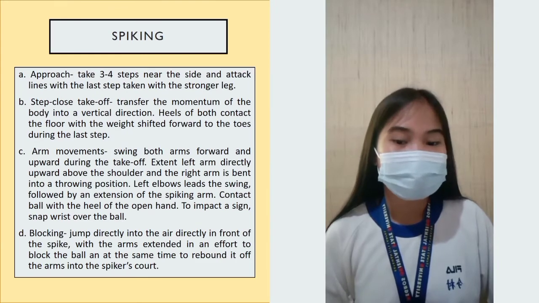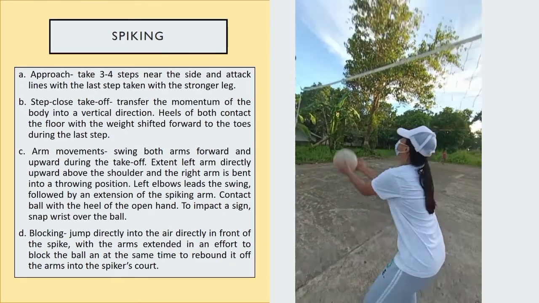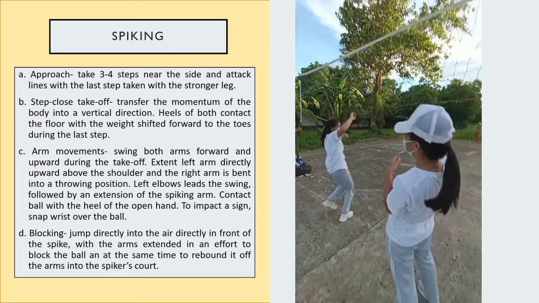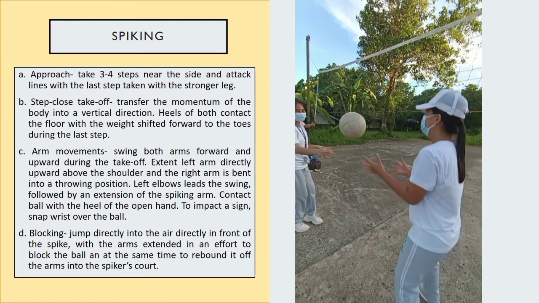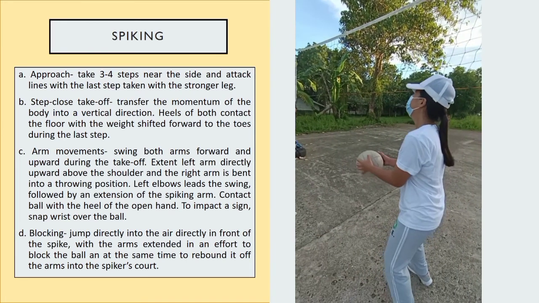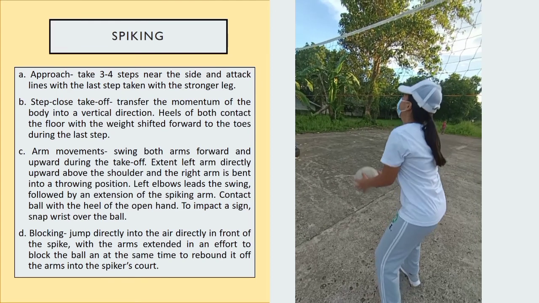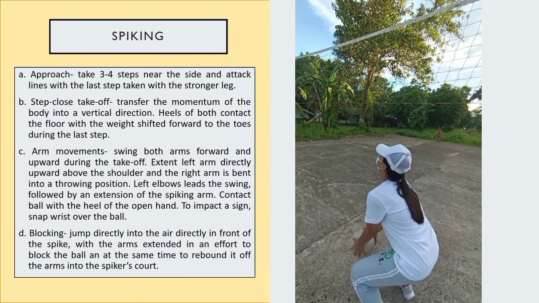Lastly, we have spiking. So how to do a spike? First, approach: take 3-4 steps near the side and attack lines with the last step taken with the stronger leg. B. Step close, take off, and transfer the momentum of the body into a vertical direction. Heels of both feet contact the floor with the weight shifted forward to the toes during the last step.